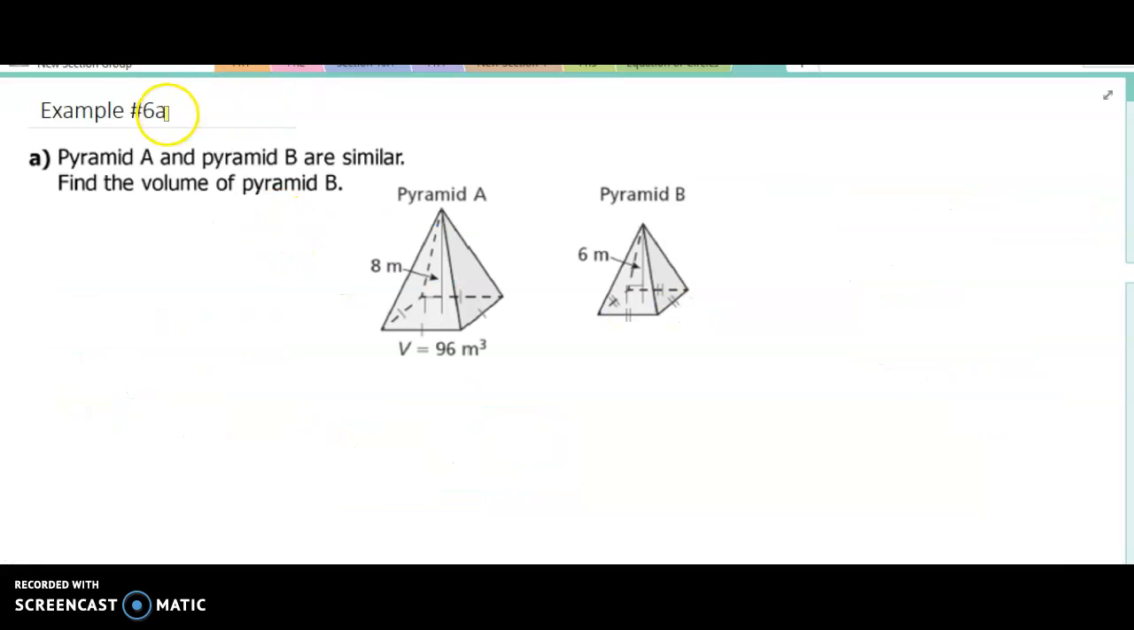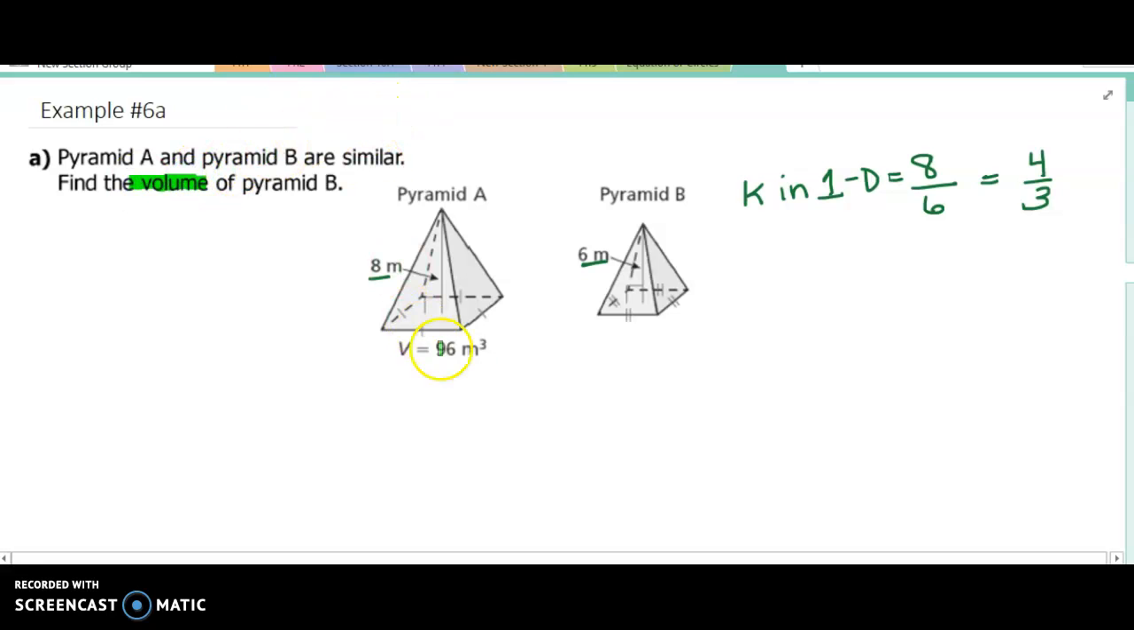All right, let's look at example 6a. Okay, so we should know how to do this. Okay, so these are similar. So I want to find the scale factor. So the scale factor in one dimension is 8 to 6, which is 4 to 3. Okay, but now I'm going to volume, which is 3-dimensional. Okay, so in order to go to volume, I have to cube this.